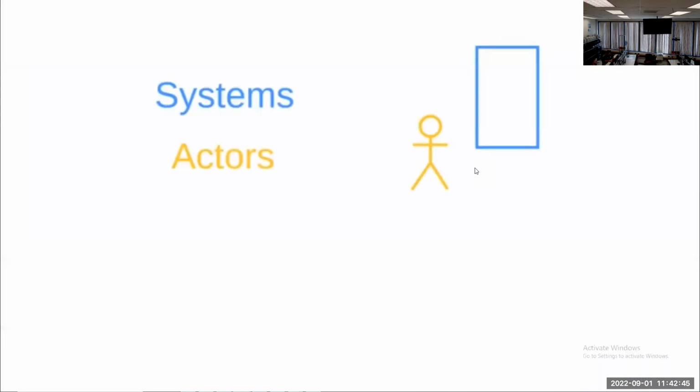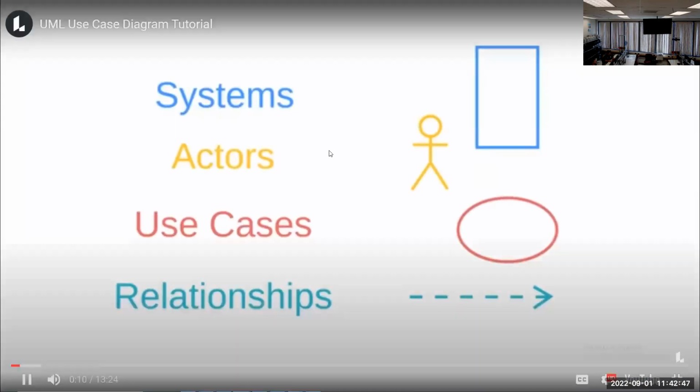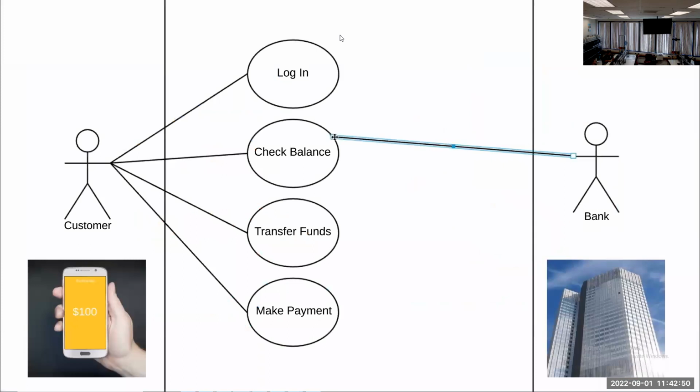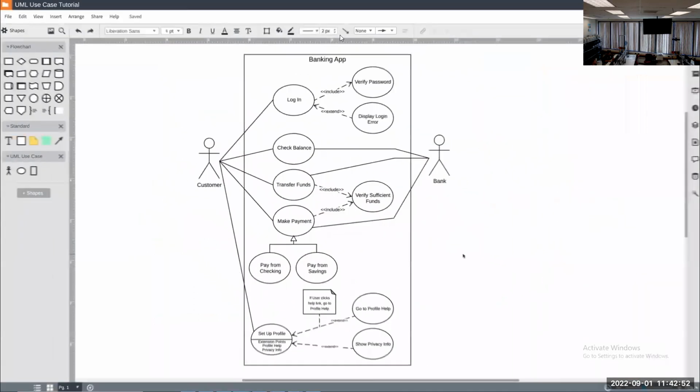diagrams. We'll start with a high-level overview, then we'll talk about systems, actors, use cases, and relationships. And finally, we'll build an entire use case diagram together and go over examples to explain these concepts in depth.